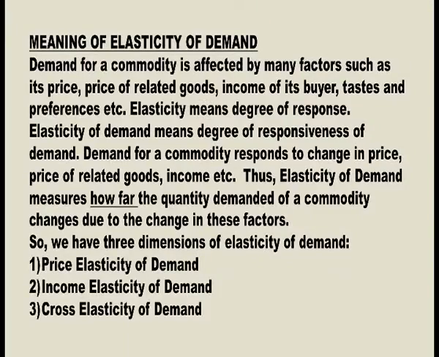First of all, we will learn what is elasticity of demand. We learned about the law of demand. The law of demand states that other things remaining constant, the price of the commodity and the quantity demanded are inversely related. Now, what are the other things? The other things are the price of other goods, income of the buyer, and the taste and preferences of the buyer. Through elasticity, we measure how far the quantity demanded of a commodity changes with the change in the price and the other factors affecting the price.